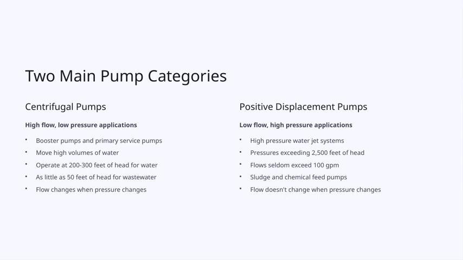On the other hand, we have positive displacement pumps. These are quite different because they are used for low flow, but high-pressure scenarios. Think of high-pressure water jet systems or sludge and chemical feed pumps. They can generate pressures exceeding 2,500 feet of head, which is substantial. Typically, their flow rates don't vary much when pressure changes, which makes them ideal for precise dosing or high-pressure applications where consistent flow is critical. Understanding these differences helps us select the right pump for the right job, ensuring efficiency and reliability in our systems.